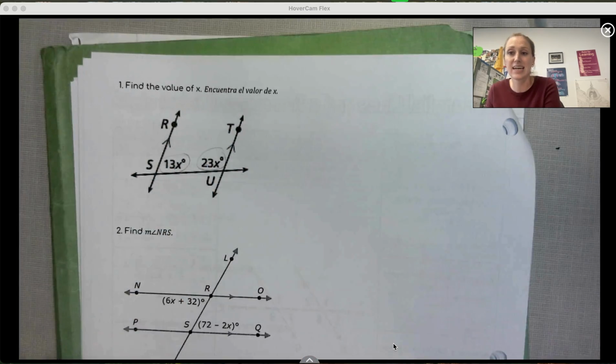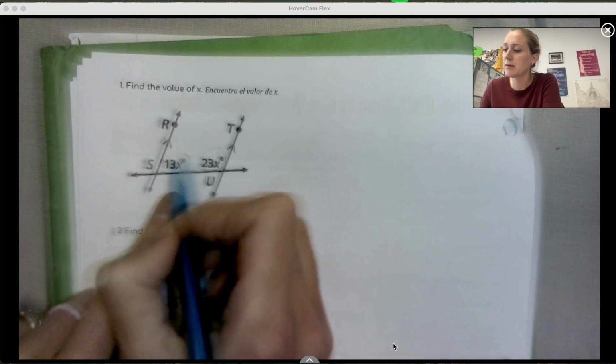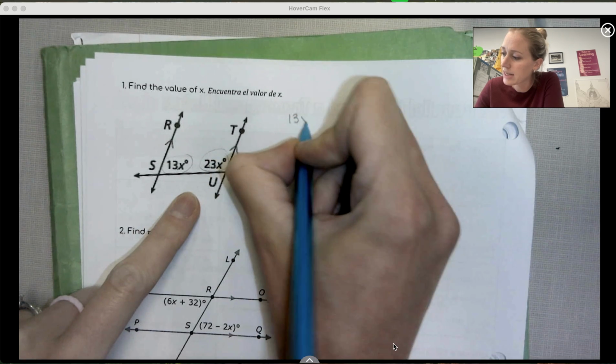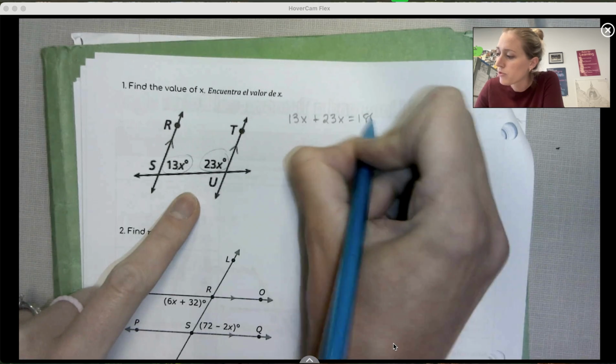These are same side interior angles. So I first identify what angles I am dealing with, and then the next thing is, are they congruent or do they add to 180? Same side interior angles add to 180. So I'm going to set up 13x plus 23x equals 180. So this is my equation.